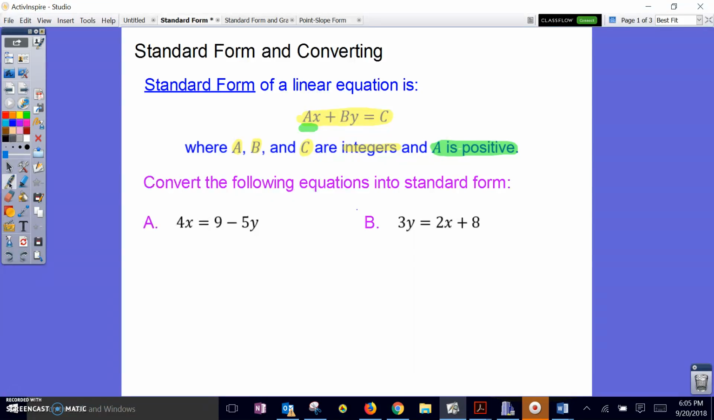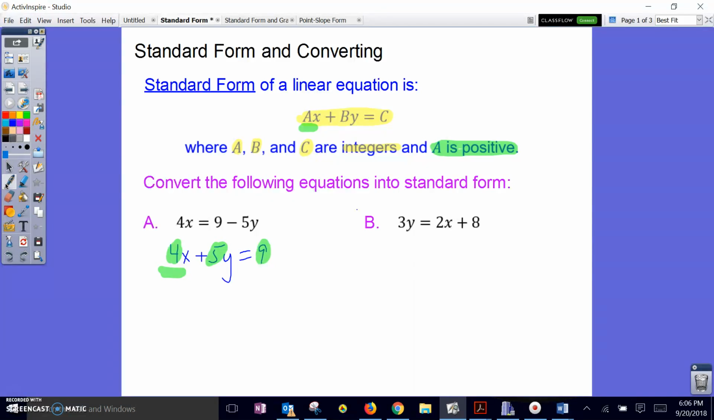Alright, so we're going to start with some basic conversions into standard form. Our goal: get it into the form ax plus by equals c, where the value of a is positive. For these first couple of examples, this shouldn't be terribly hard. In example A, I'm just going to start by adding 5y to both sides. If I do that, I get 4x plus 5y equals 9. And that's it. I'm done. I'm in standard form. I have all integer coefficients, and the coefficient of x is positive. So I'm in standard form.